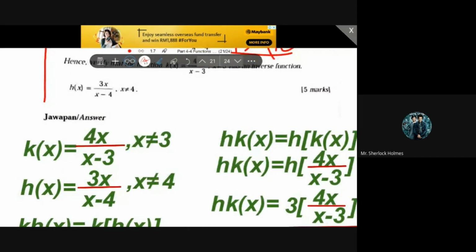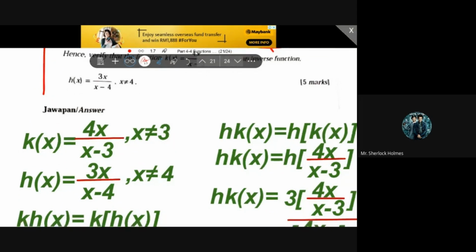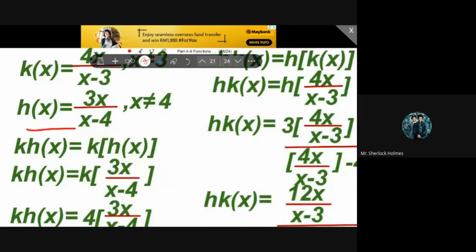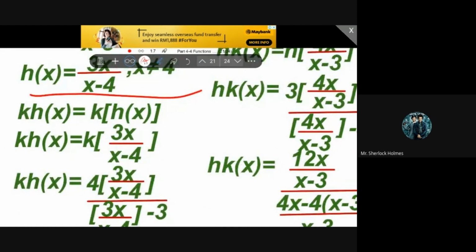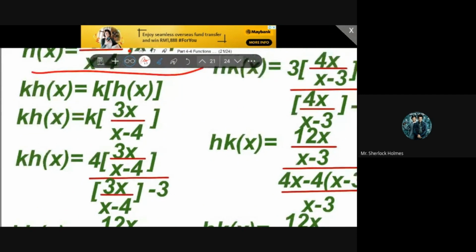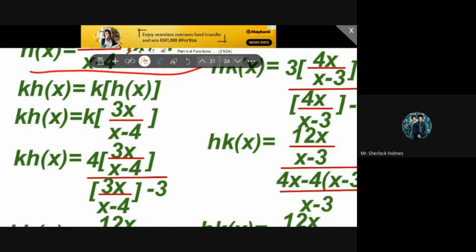So okay, so kx is 4x over x minus 3, right? This I copy only from the question. So now here comes the solving part. Normal question, you find your composite function. Only thing this is a bit more complex, the equation. So you know hx is 3x over x minus 4, right?